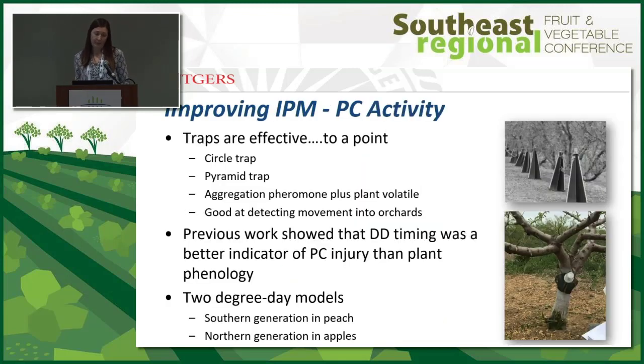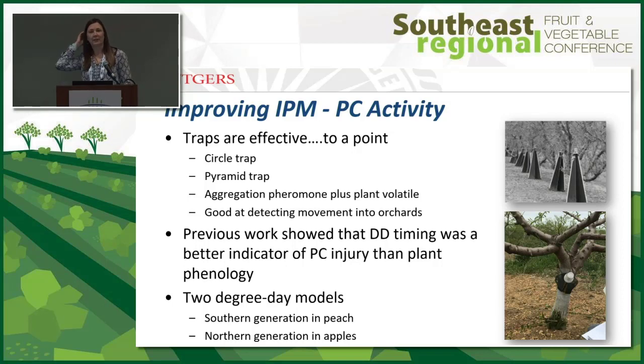So we have traps for Plum curculio, the tedder trap or our black pyramid trap, and then we have circle traps. These will intercept bugs as they're walking through the orchard and maybe flying. These intercept the bugs as they walk up the tree. So that works really well if they're walking. It doesn't work very well if they're flying.